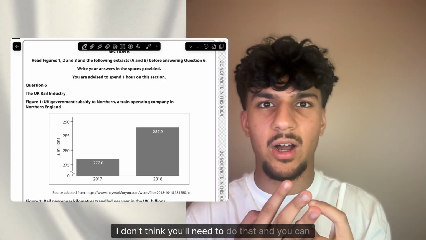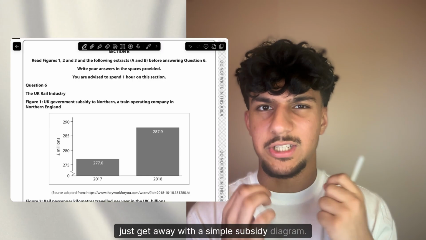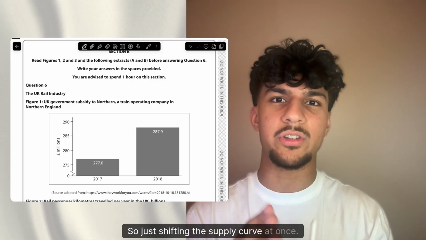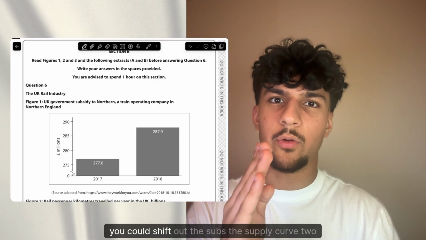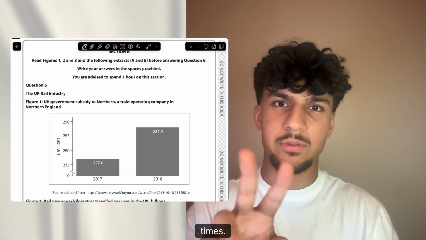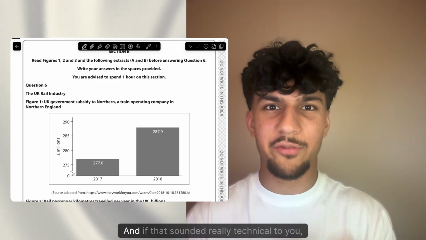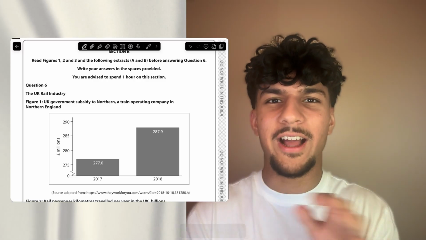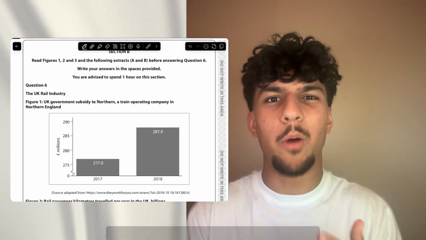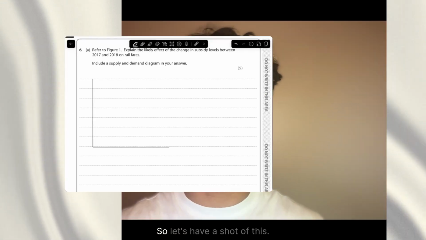I don't think you'll need to do that, and you can just get away with a simple subsidy diagram, just shifting the supply curve out once. But if you really wanted to, you could shift out the supply curve 2 times: the original supply curve, then the subsidy before, and then the subsidy after. And if that sounded really technical to you, do not worry. You do not need to do that to pick up the marks, but I'm sure that's what a few people might have been thinking. So let's have a shot at this.